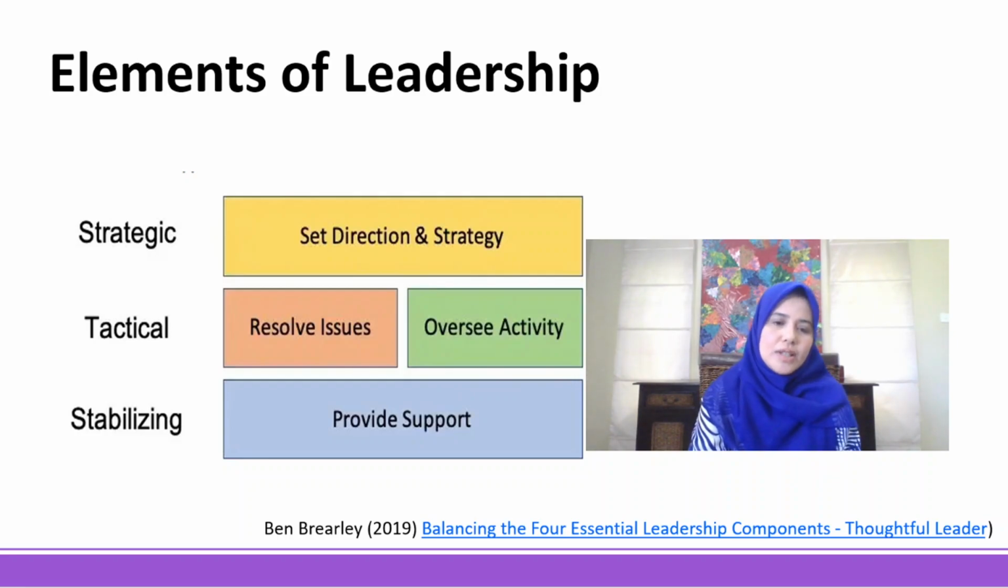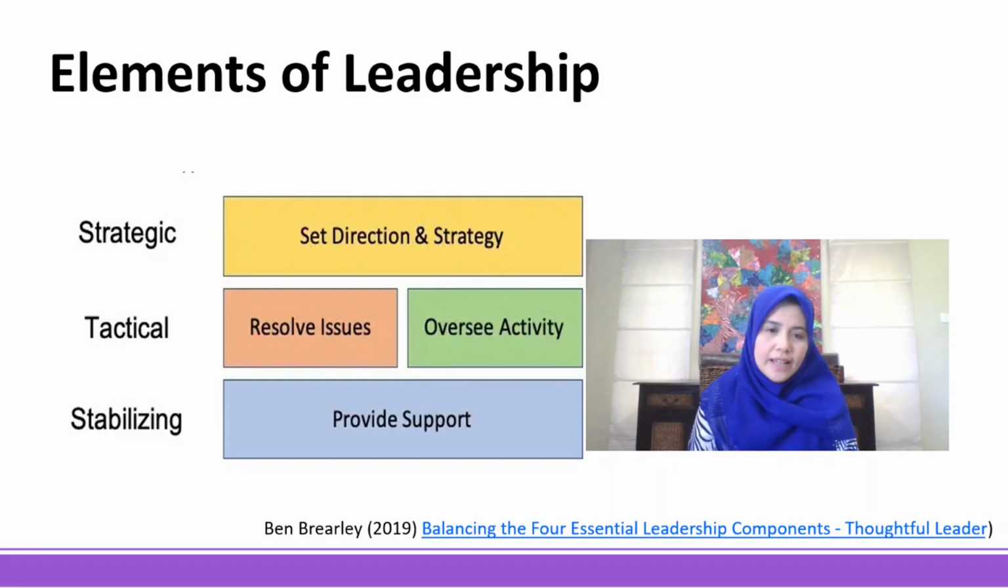As for the elements of leadership, there are at least three dimensions. Number one is strategic, whereby leaders are the ones who set direction and strategy. Setting direction is important to ensure that you know the main objective and where you are going to bring the whole team. All your team members need to understand the direction and the objective that you want everybody to achieve. The most important is also the strategy, whereby the right strategy will make things better and more effective to achieve the target.